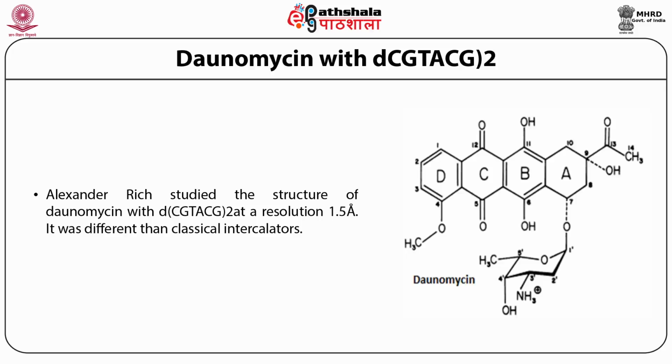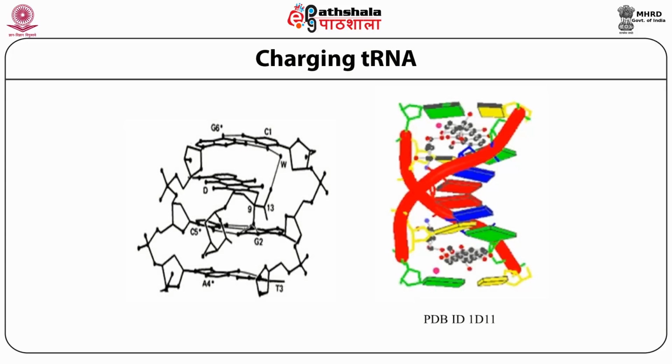Another important thing was that the structure was solved at a very high resolution, 1.5 angstrom, and it was done by Nobel laureate Alexander Rich. We show first the nomenclature for Daunomycin. There are 4 rings, A, B, C, D, and the A ring is attached to the sugar group. The next picture shows the Daunomycin DNA structure. We explain it in the next slide.